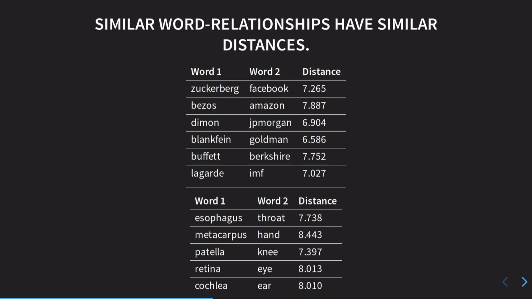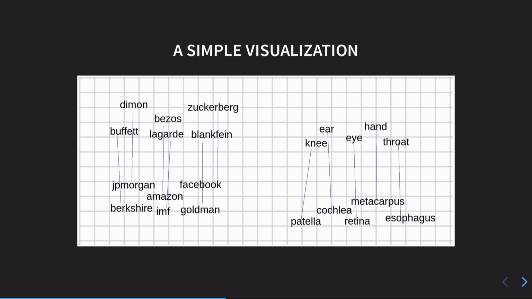So on this slide, we show the power of word embeddings by showing that not only do related words cluster together in their vector spaces, but also word pairs with similar relationships have similar distances. On the top is a table of large companies and their CEOs, and they have a distance of around 7. And on the bottom, we have some anatomical relationships, and they also have roughly similar distances. This is harder to visualize, but you can think about it as one.